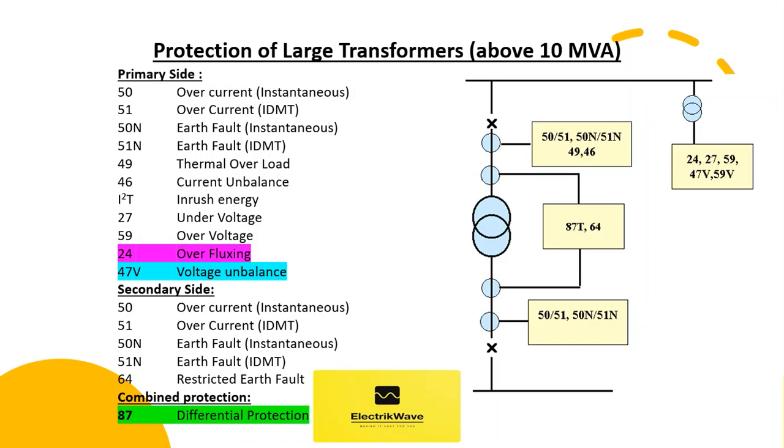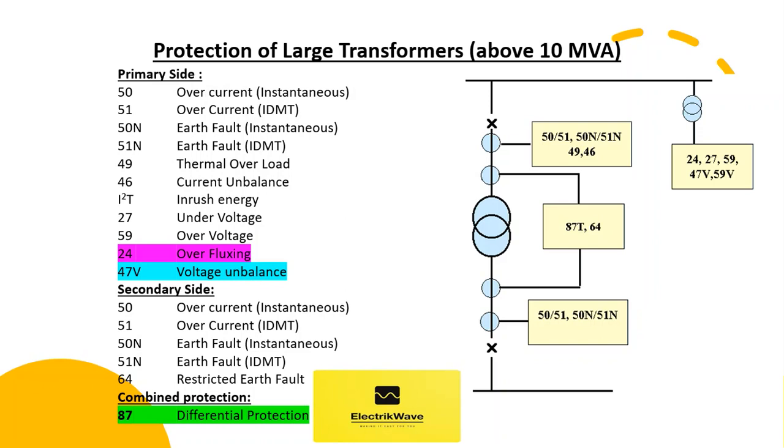Overfluxing protection, 24. This is to monitor the flux levels inside the large transformer. If the per unit ratio of V by Hertz goes beyond a value of 1.05, the transformer will go into an overfluxing condition. This will cause overheating, even when the currents are within limits. Hence the need to monitor separately. Voltage unbalance protection, 47V. Voltage unbalance in large transformers is a good indication of a grid disturbance. Can be used as an alarm.